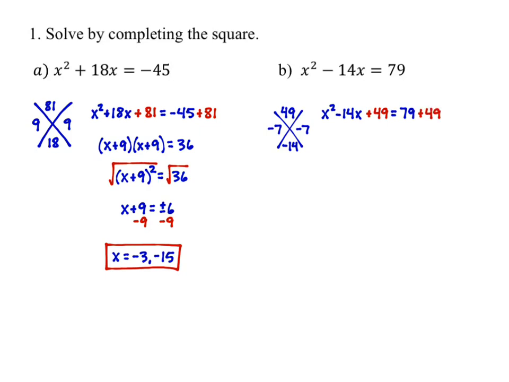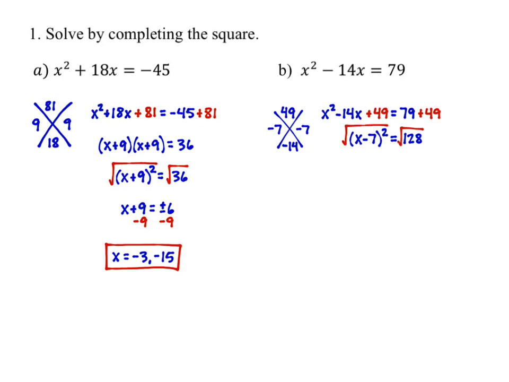Then we can write this side in factored form as x minus 7 times x minus 7, or we can just say it's x minus 7 squared. So I just skipped that step here. 79 plus 49 is 128, and then to solve this, we're going to square root both sides.